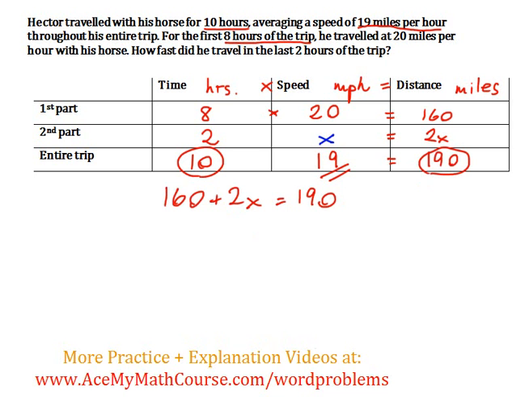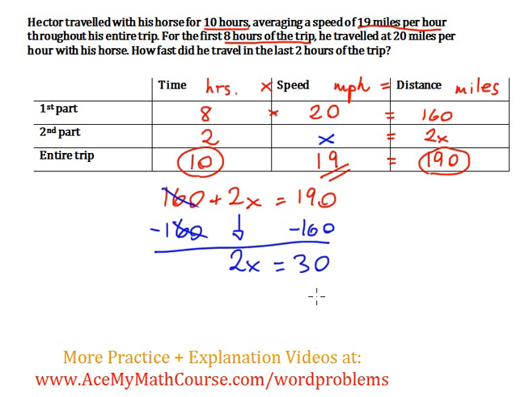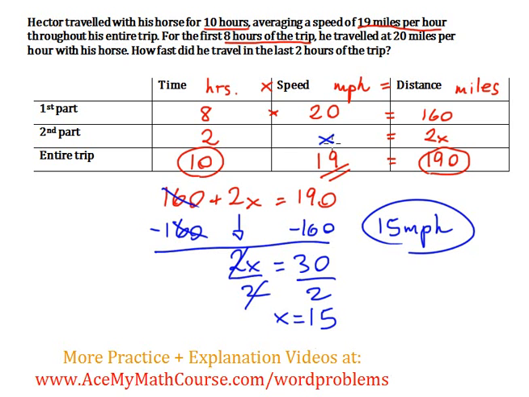So let's solve for x. I can subtract 160 from both sides of the equation. Bring down the 2x. 190 minus 160 is 30. Then we can divide both sides by 2. And x is going to be 30 divided by 2, 15. So 15 miles per hour was the speed in which he traveled in the second part of the trip.